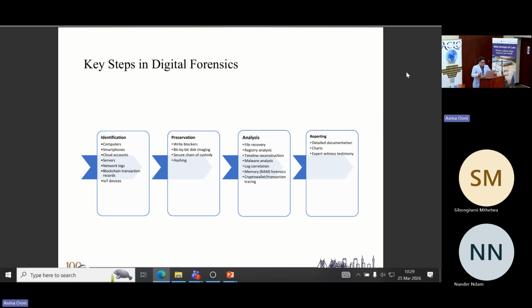And then comes the reporting, because now you have done the analysis of everything. So you have to prepare detailed documentation, charts and an expert witness, because this is the expert who is in detailed forensics, and he made this report on these things. Only after all of these things, if you produce a report in the court, then only it is admitted. If you fail to do any of this, it is not admitted in the court. This is one of the biggest problems going on nowadays.